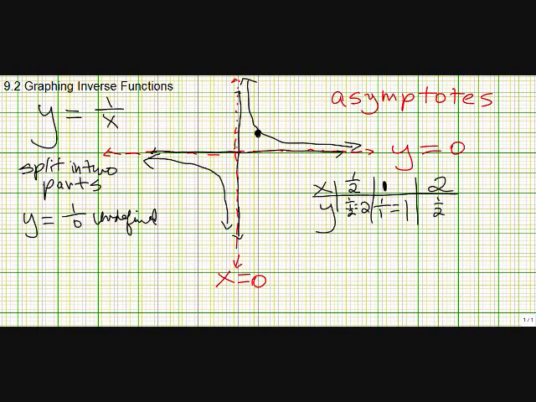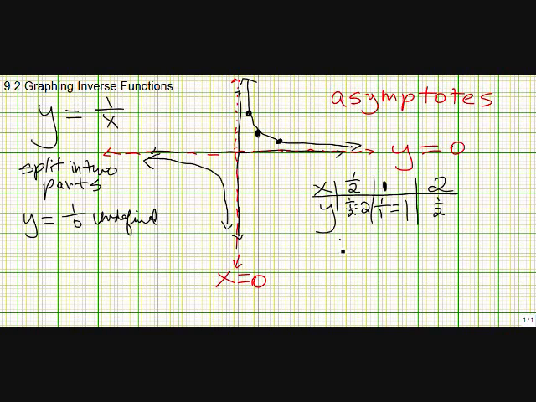So let me graph these other 2. Over 1/2 and up 2, and put a dot. Over 2 and up 1/2, and put a dot. And those dots will be enough for me to get the shape of this graph, of this function.